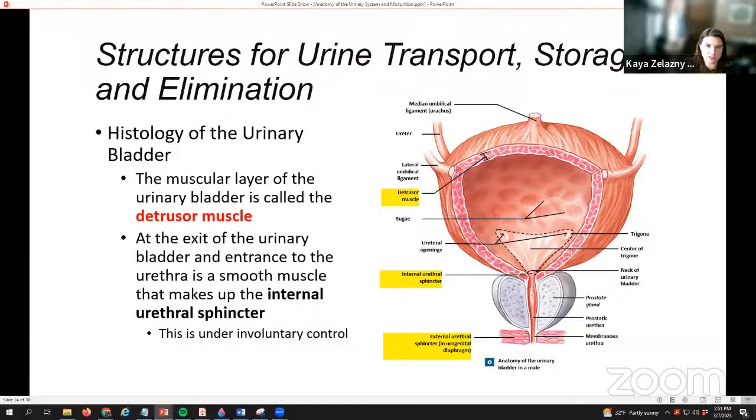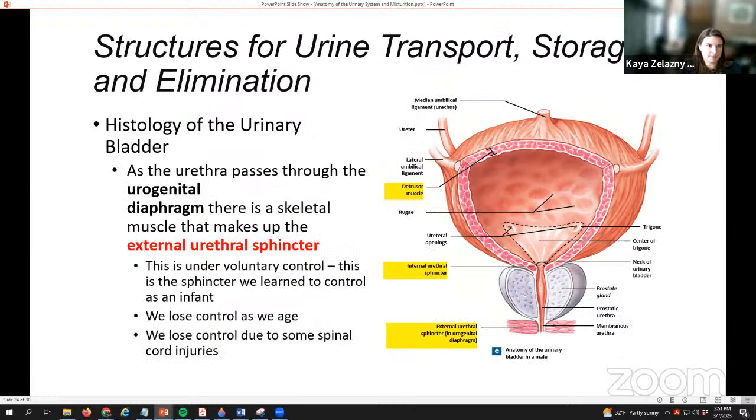So the internal one is under involuntary control because it's made up of smooth muscle. So only skeletal muscle is under voluntary control. Smooth muscle is involuntary. So we're passing through that internal urethral sphincter, which is not under your control. We're going to lead to an external urethral sphincter that is under voluntary control.